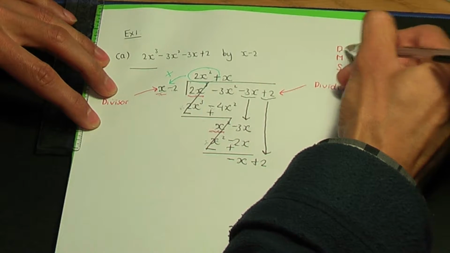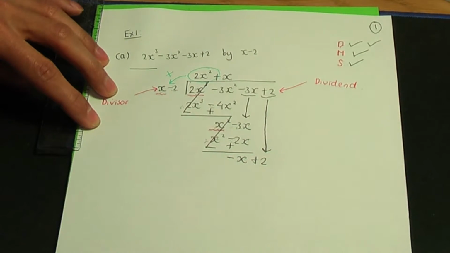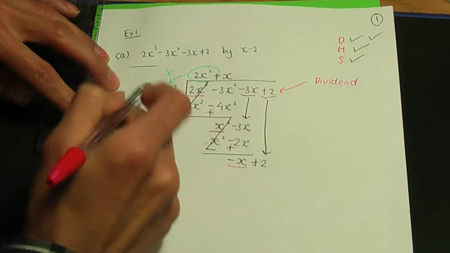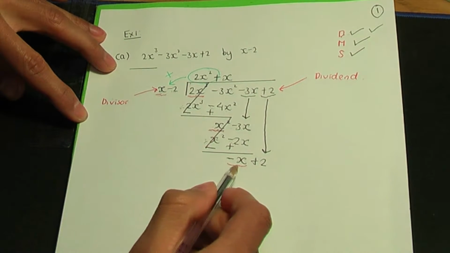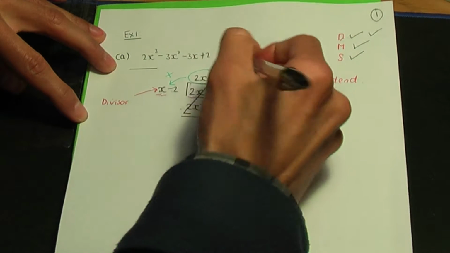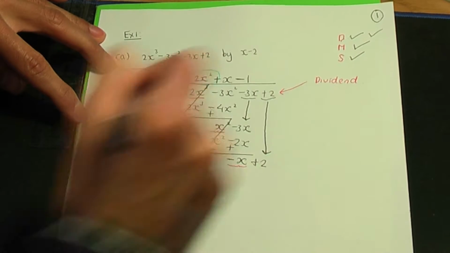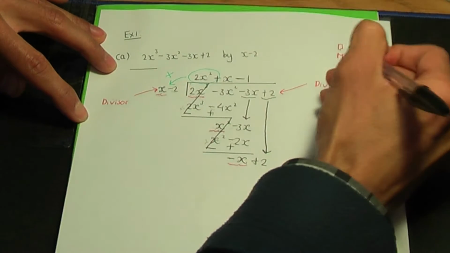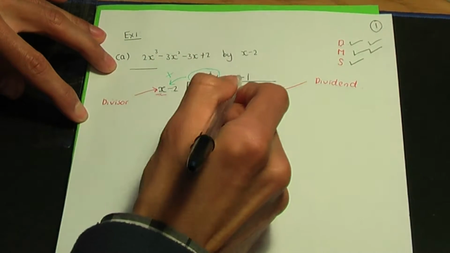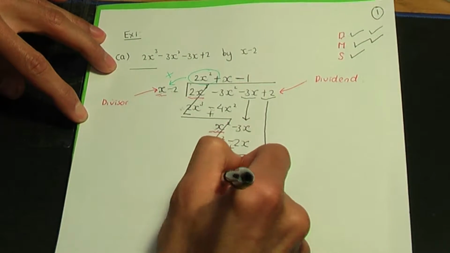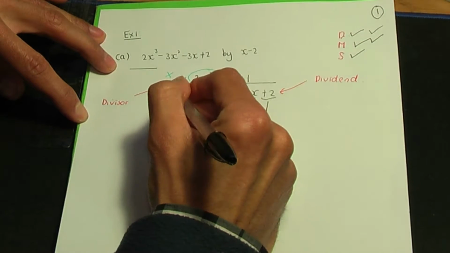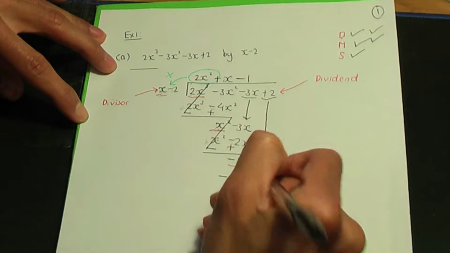Now we go back to D. D means division, so I divide the first term here by the first term of the divisor. Minus x divided by x is minus 1. Put the outcome of division on top, and then follow that up with M. M means multiply. Minus 1 times x is minus 1x, or minus x. Minus 1 times minus 2 is plus 2.